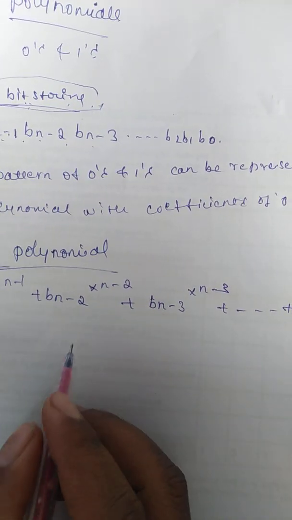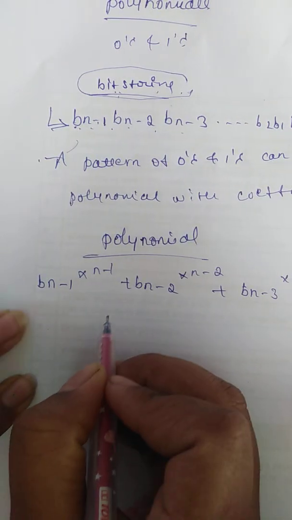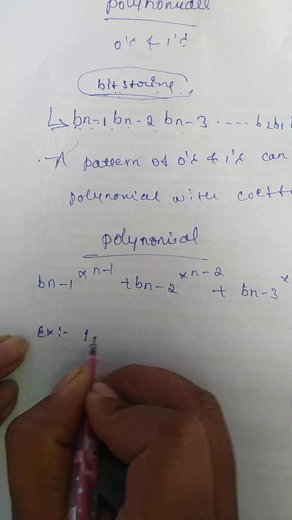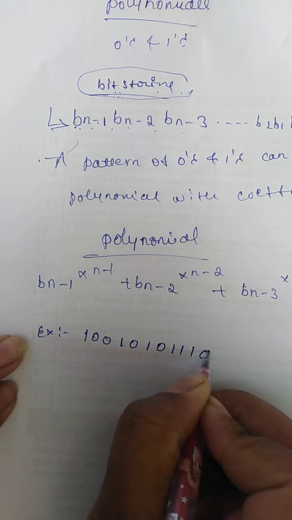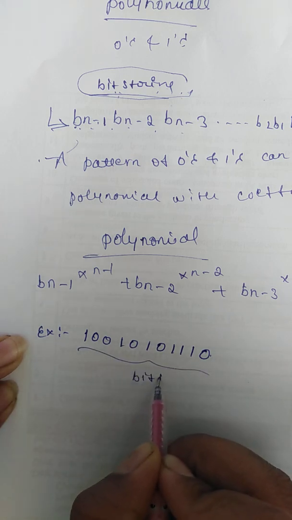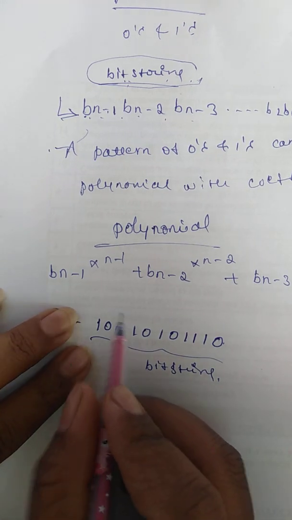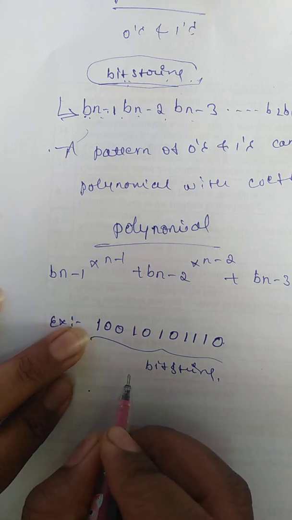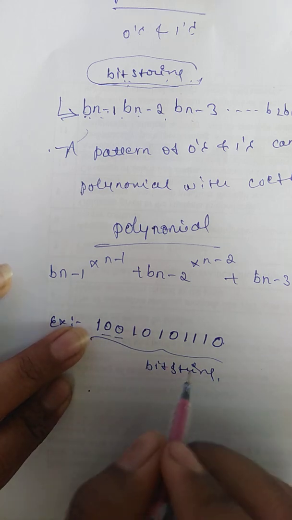I will take one example bit string. Example: 1 0 0 1 0 1 0 1 1 0. This is an example of a bit string. How can we represent this? Where there is a 1, we represent that term. Where there is a 0, we neglect it.